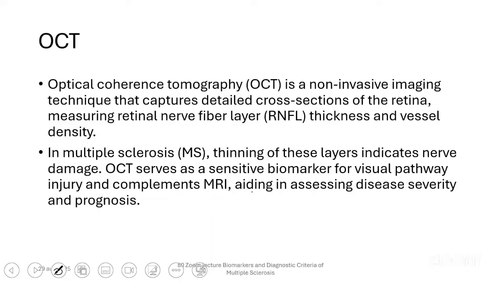So optical coherence tomography, which is a non-invasive imaging technique that captures detailed cross sections of the retina, measures the retinal nerve fiber layer thickness and vessel density. In MS, thinning of these layers indicates nerve damage. OCT serves as a sensitive biomarker for visual pathway injury and complements MRI, aiding in assessing the disease severity and prognosis.